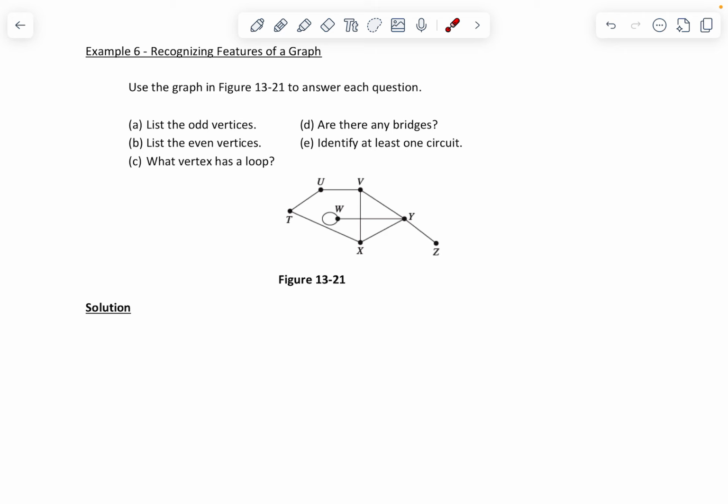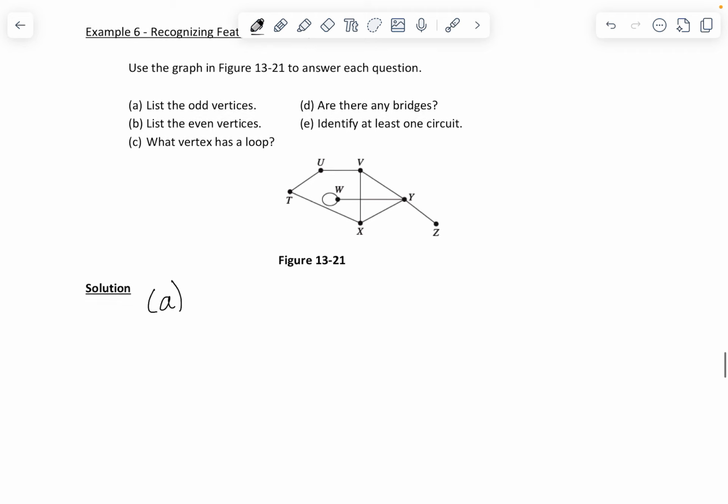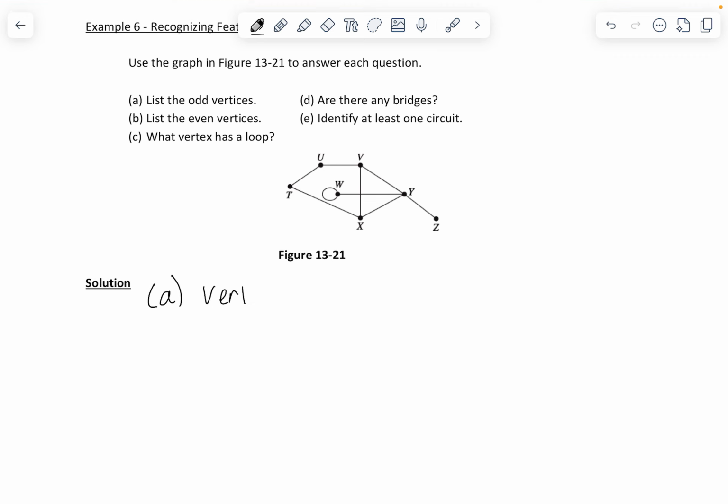Vertex W has three edges touching it. And vertex X has three edges touching it, right? So those are odd vertices. And then also vertex Z, which just has one edge touching it. So that's also odd, right? So the answer to part A here, we'll just say vertices V, W, X, and Z are all the odd vertices.